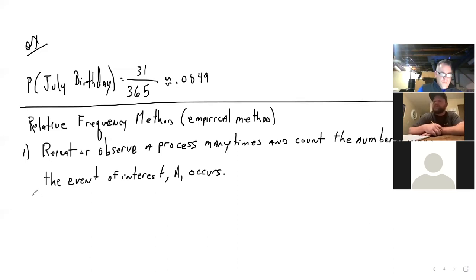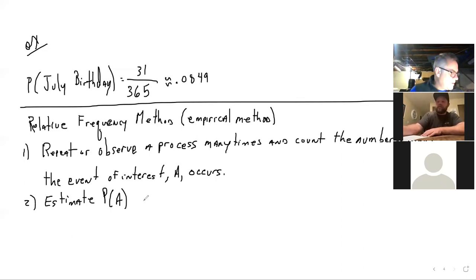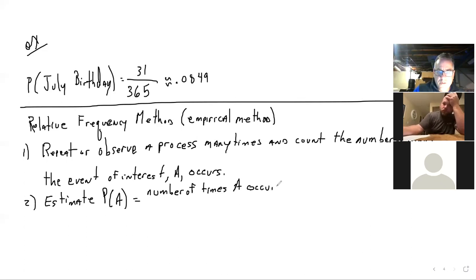And then two, we're estimating this. Estimate the probability of that event occurring, which again, the way I want to say is the number of times in your observations A occurred over your total number of observations.